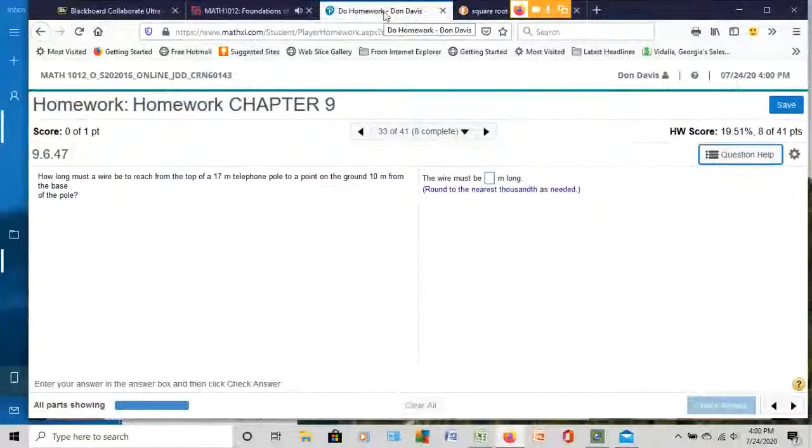Here's another problem from Chapter 9, Section 6, and it's an interesting problem. It says, how long must a wire be to reach from the top of a 17-meter telephone pole to a point on the ground that's 10 meters from the base of the pole?